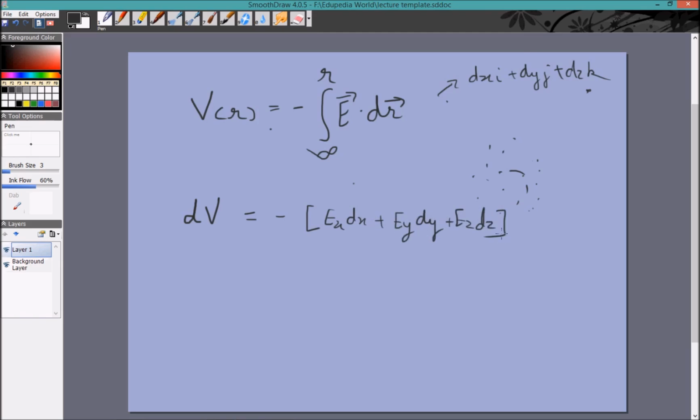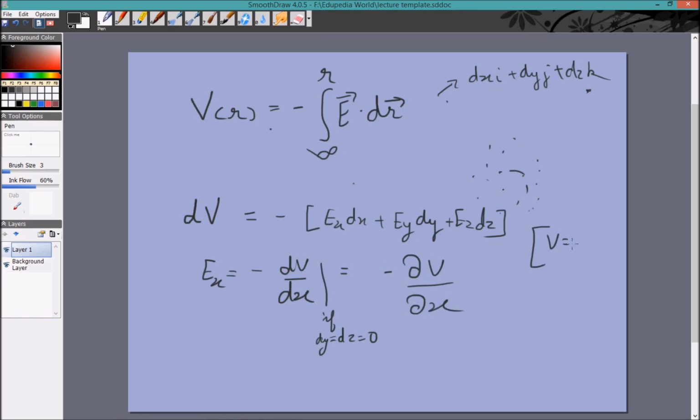Now if dy and dz are 0, then this relation implies Ex is equal to minus dV by dx. This relation is only true when dy and dz are 0. Now you've seen this thing before in mathematics. This is if dy equal to dz equal to 0, and this is actually written as the partial derivative of V with respect to x. The partial, for example, let's say V is given to us as 3xy plus xy squared plus z cubed.